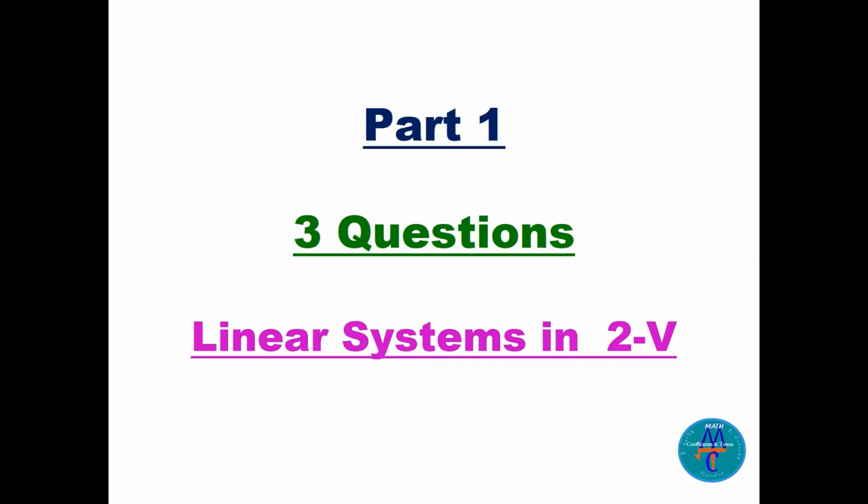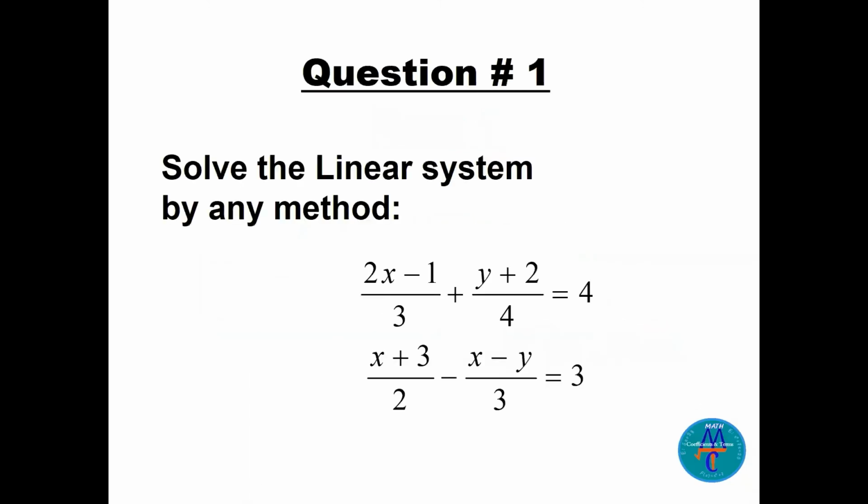So part 1, we have 3 questions, linear systems in 2 variables. Look at this nice system here. Solve this system, the linear system, by any method you like. 2x minus 1 over 3 plus y plus 2 over 4 is equal to 4. And down we have x plus 3 over 2 minus x minus y over 3 is equal to 3. Here we have fractions. Before you do anything, you have to rearrange both equations.